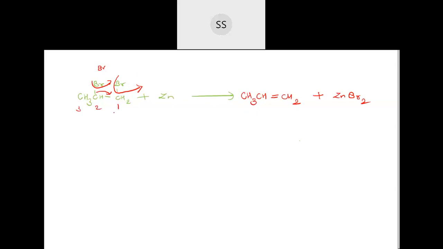1, 2, 3. This compound name is 1,2-dibromopropane. That gives you propene as the major compound. So this is from the vicinal dihalide. Because you are removing halogen, this reaction is also called a dehalogenation reaction. There is removal of the halogen atom, so it's called a dehalogenation reaction. So that's about the third preparation we did, from vicinal dihalides.